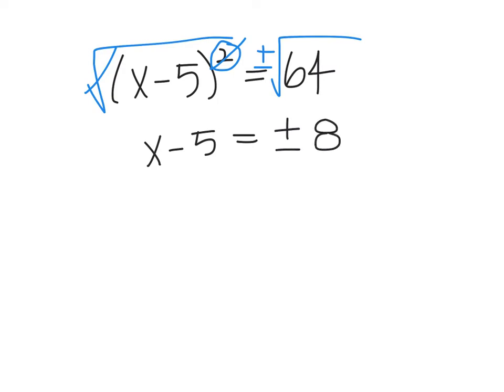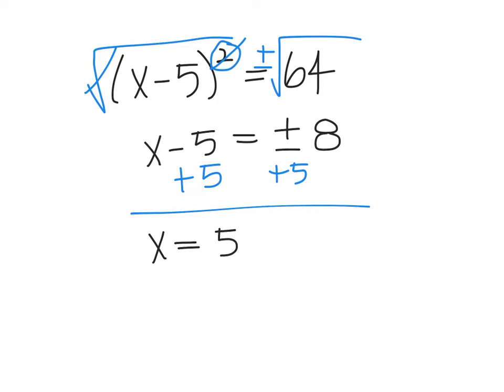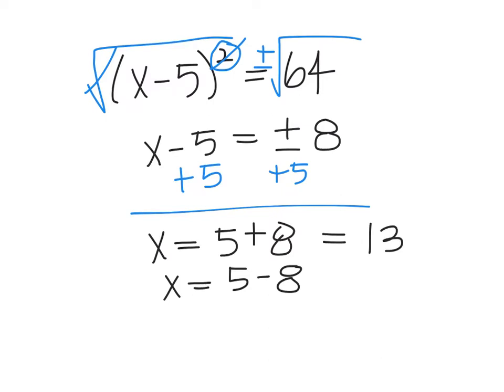So, in order to find out how much one single x is equal to, we're going to need to add 5 to both sides. That's going to leave us with x equaling 5 plus 8 and x equaling 5 minus 8. 5 plus 8 is equal to 13, and 5 minus 8 is going to give us negative 3. But we always should check our answers, so let's go ahead and do that on the next page.